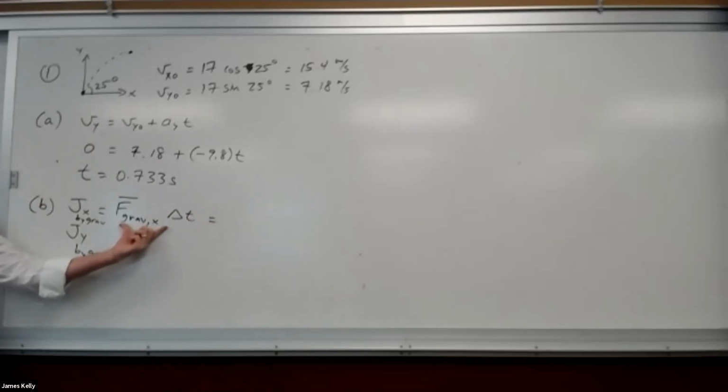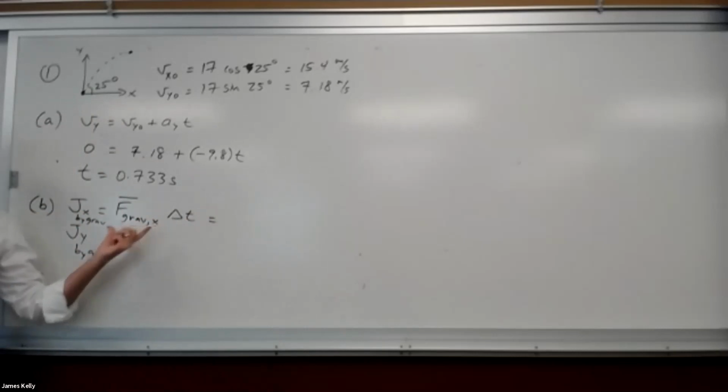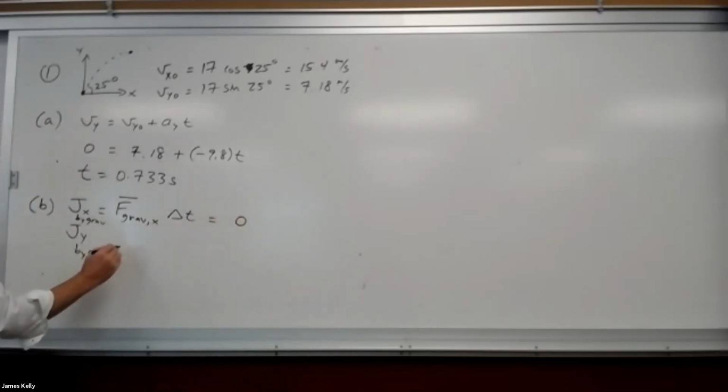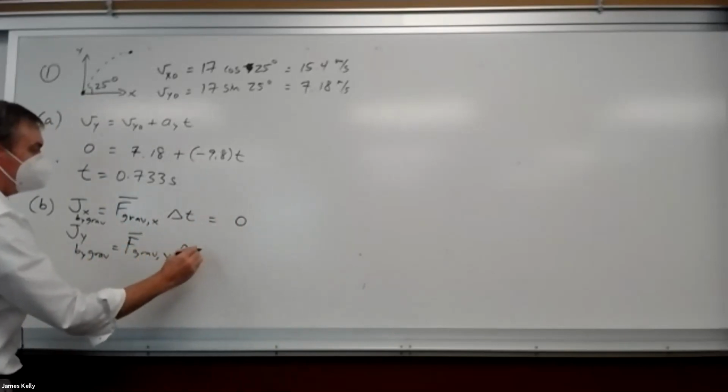What number do we get when all is said and done for the x component of the impulse delivered to it? It's 0, because the gravitational force has a 0 x component. It's pointing all down in the minus y direction, right? So this is going to be 0. It's the y component of the impulse that looks like the average gravitational y component times delta t.